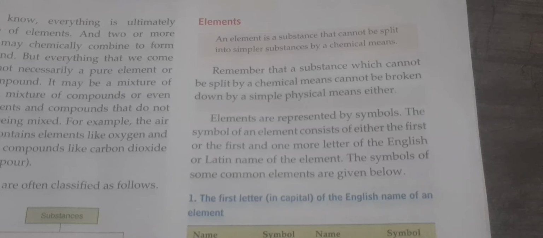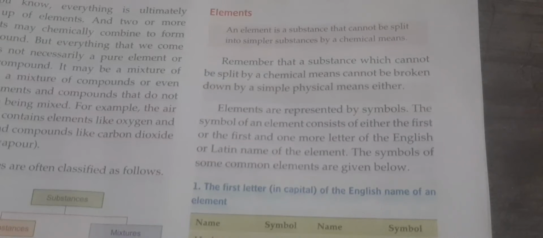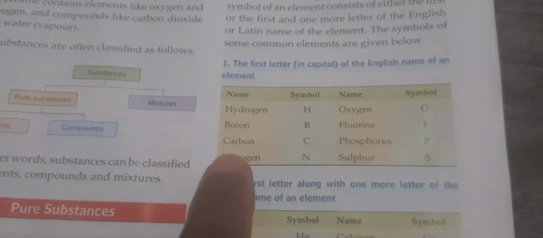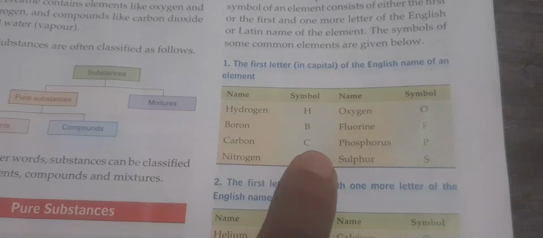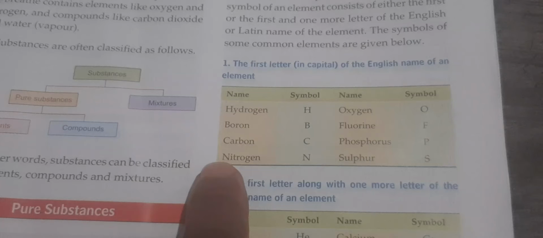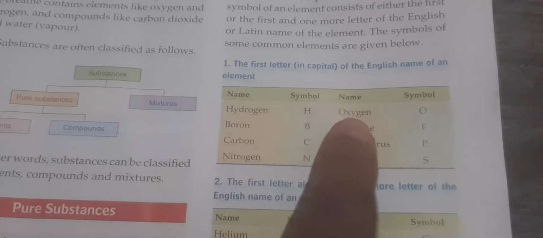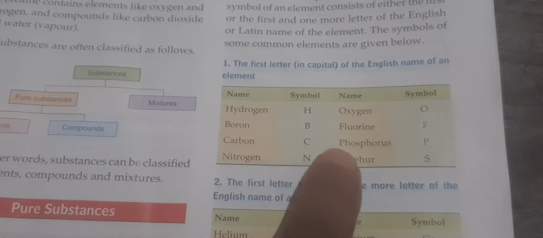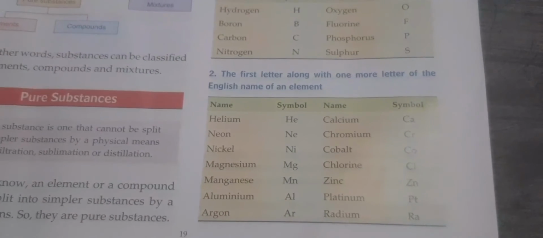Now, 118 elements are there around us, children. We will not be learning all of them, only some of the elements. Now, how are these elements represented? These elements have their names and each element is shown by its symbol. The symbol of the element is the first letter in most cases. Like hydrogen is H, oxygen is O, fluorine is F, boron is B, carbon is C, and other elements are there. But there are many elements whose symbols have more than one alphabet.